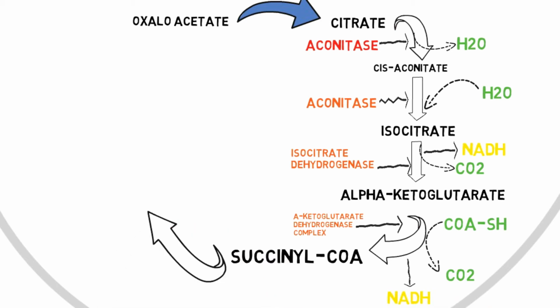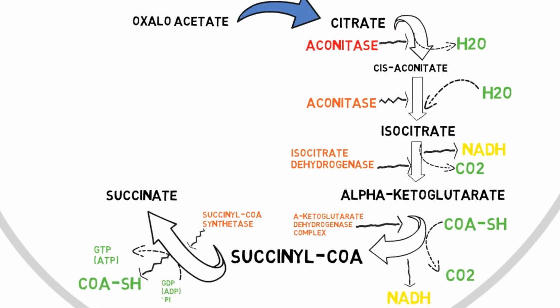Now this succinyl-CoA is converted into succinate, and this reaction is catalyzed by succinyl-CoA synthetase. GDP enters the reaction and is converted into GTP. During this reaction, coenzyme A is released.